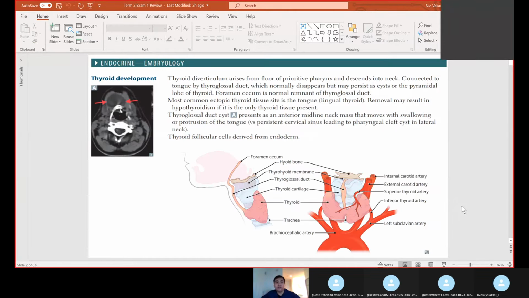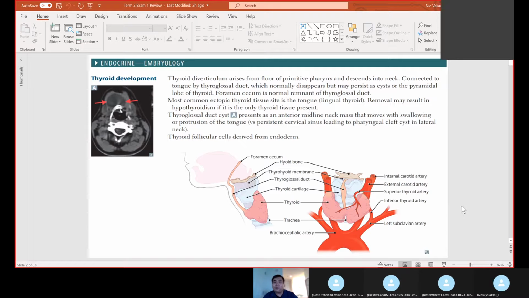Let's begin. Embryology, endocrine. The thyroid primordium arises from the floor of the primitive pharynx and descends into the neck, high yield. It is connected to the tongue by what? Thyroglossal duct, which normally disappears but may persist as a cyst or the pyramidal lobe of the thyroid.